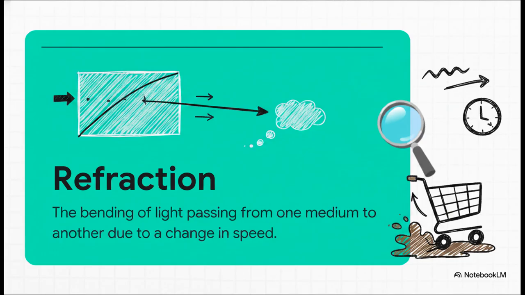It happens due to a change in speed. Remember that 300 million meters per second? Yeah, that's strictly in a vacuum. When light enters water or glass, it actually slows down. And just like a shopping cart hitting a patch of mud at an angle, that sudden change in speed causes a dramatic change in direction.